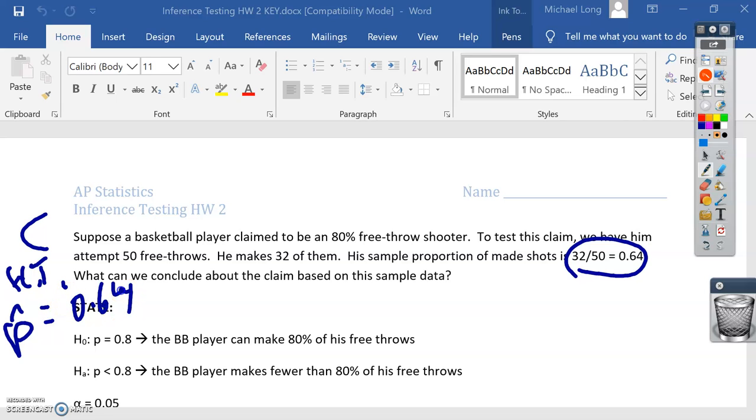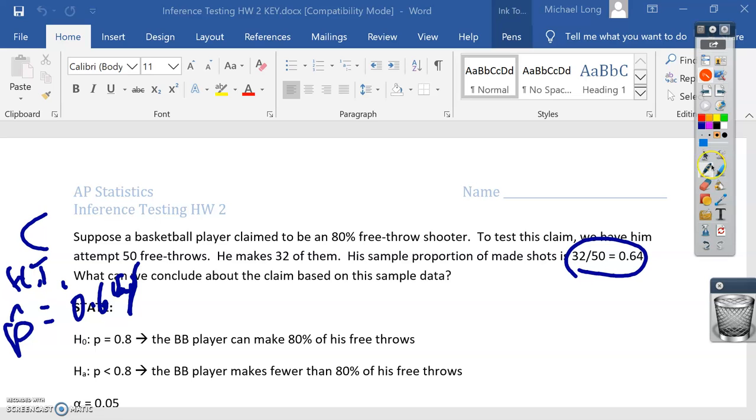A reminder, we always do these three things to answer these three questions as we're reading the problem for the first time: confidence interval or hypothesis test, categorical or quantitative, and then what is the stat and what symbol should we be using. So in this case, it's 0.64. Ugly, but you get the idea.